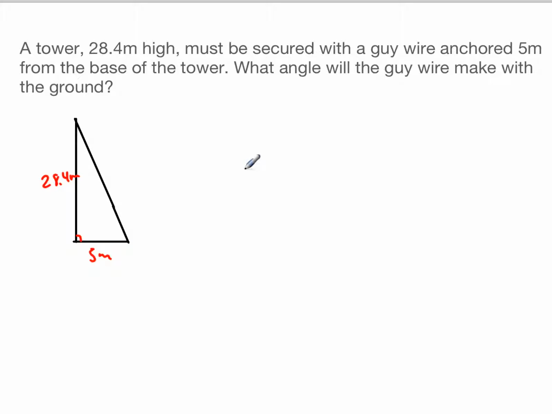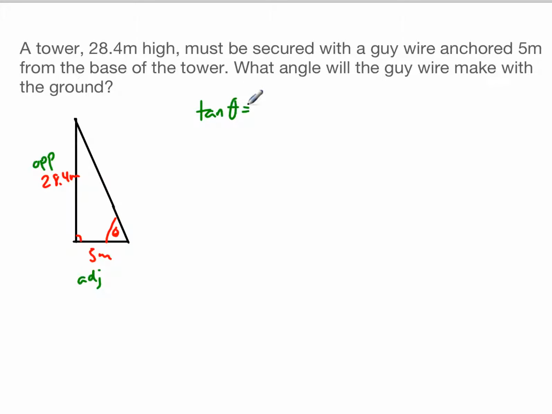We can use our trig functions. So what is the question asking? What angle will the guy wire make with the ground? So which angle are we looking for is the question. Are we looking for this one or that one? No, we're looking for that one. Which one does the guy wire make with the ground? So here's the guy wire, here's the ground, and it makes this angle. All right, let's look at what we have. We have the one right beside it, the one adjacent to it, and we have the opposite one. Okay, another tan function.